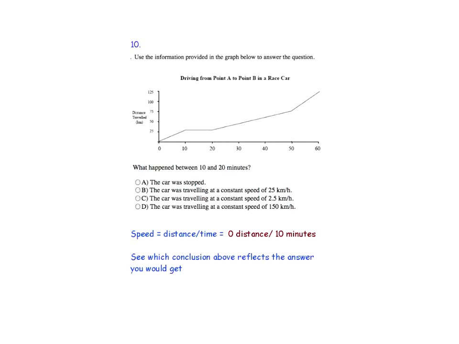Okay, question number 10. Use the info provided in the graph to answer this question. It says, what happened between 10 and 20 minutes? Okay, well, what does the slope of the line look like? What kind of number would you get for this kind of a slope?